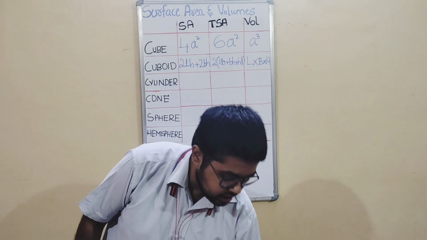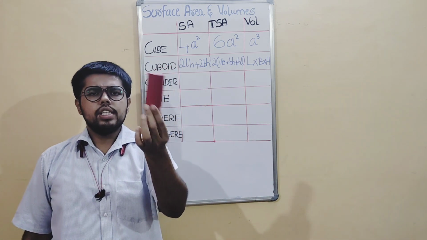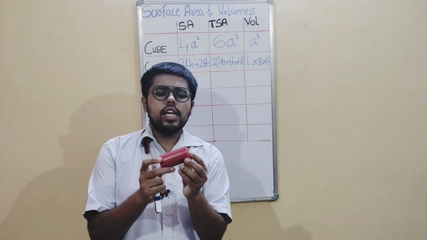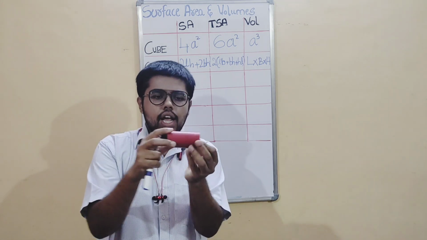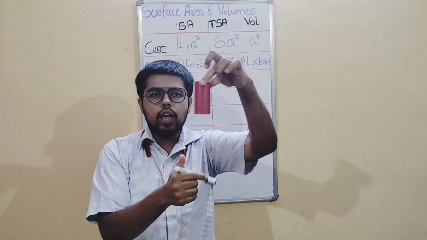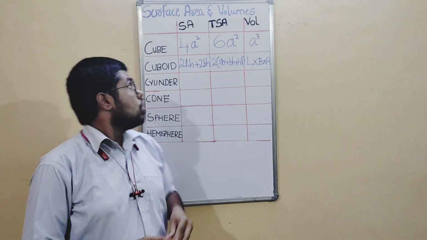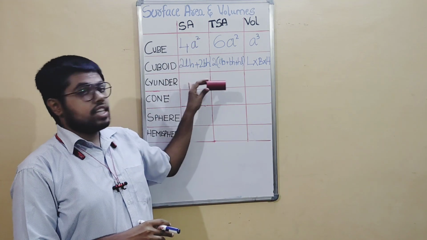Before going to the cylinder, see, this is the cylinder shape. You have seen cylindrical shapes. How do cylindrical shapes look? We have 2 circles here, 1 circle, 2 circles, and 1 curved surface. Now coming first to the curved surface area of the cylinder.